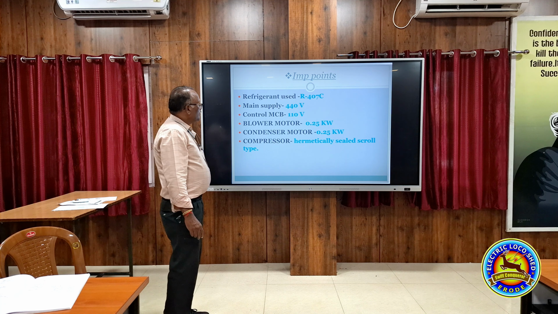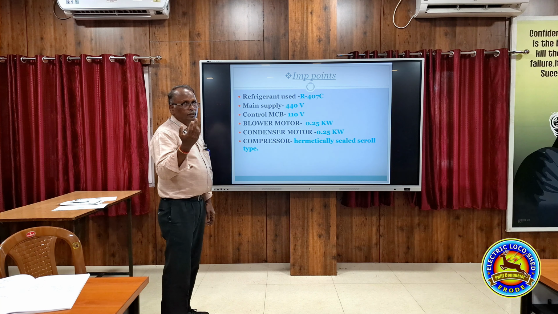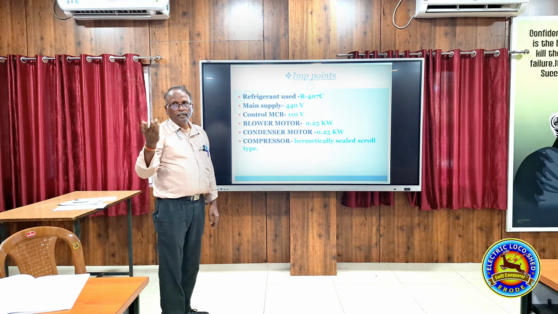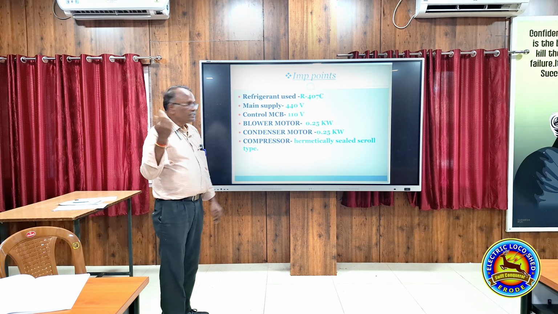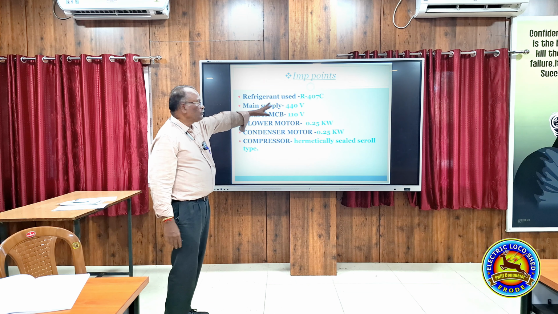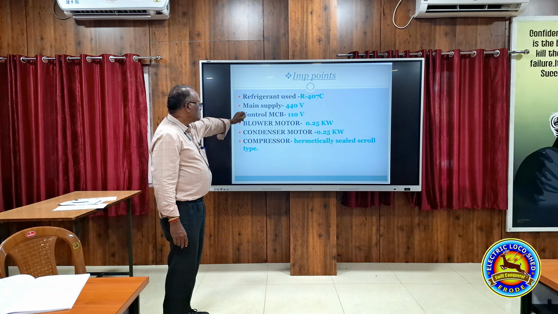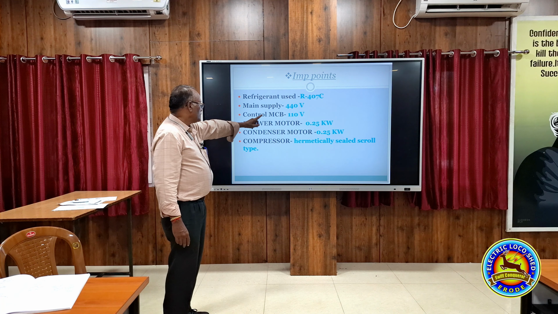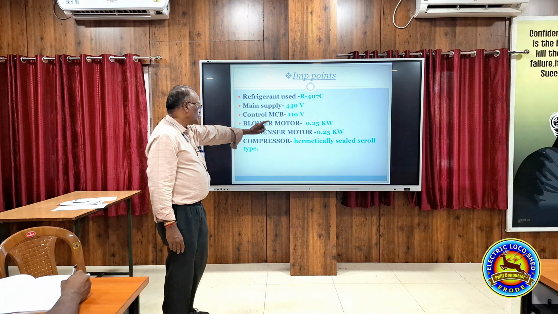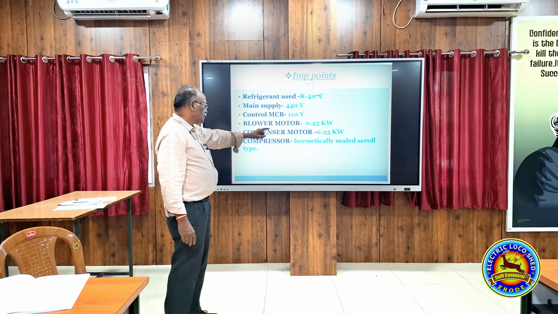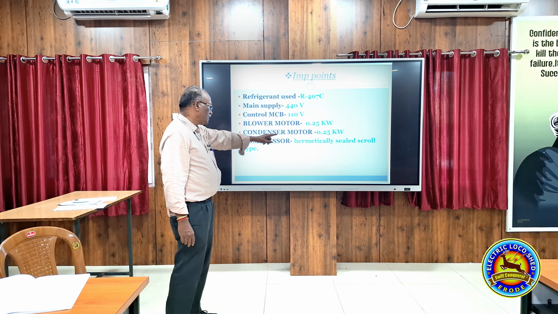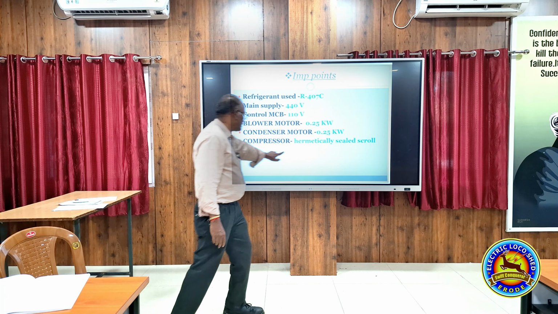The important point is the refrigerant. What refrigerant is used? If any question comes in the exams, they can ask this: R407. The main supply is 440 volt. The control MCB is 110. The blower motor is 0.25 kilowatt. The condenser motor is 0.25 kilowatt. The compressor is a hermetically sealed scroll type compressor.